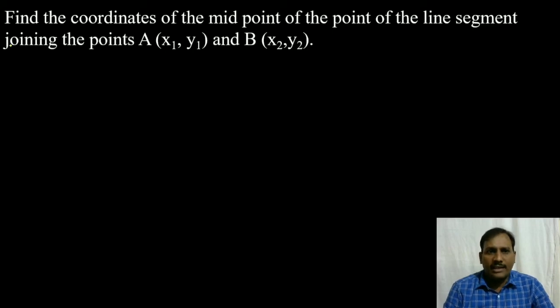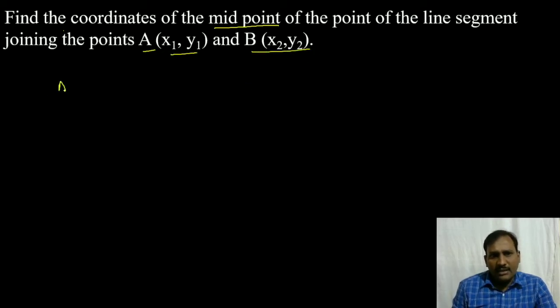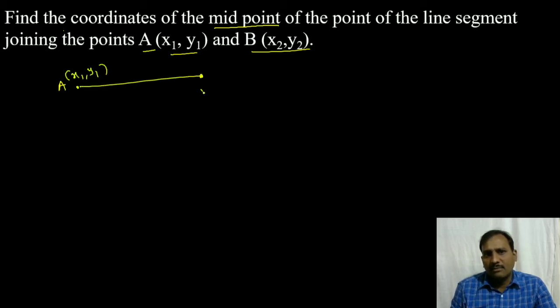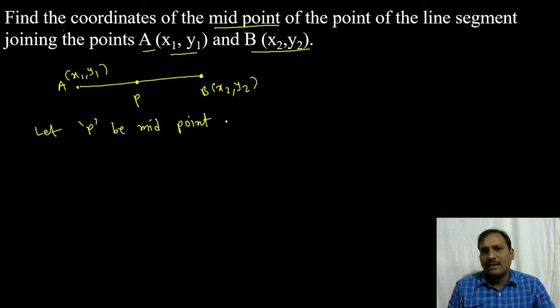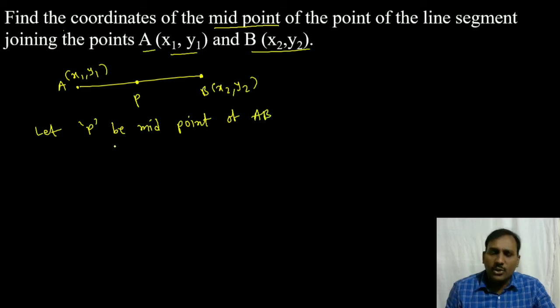Next. Now here it is a different question. Find the coordinates of the midpoint of the line segment joining the points A (x1, y1) and B (x2, y2). So here they have given 2 points, A x1 comma y1 and one more point B x2 comma y2. We have to find the coordinates of the midpoint. So let P be the midpoint. What is midpoint? The point which divides a line segment into two equal parts.